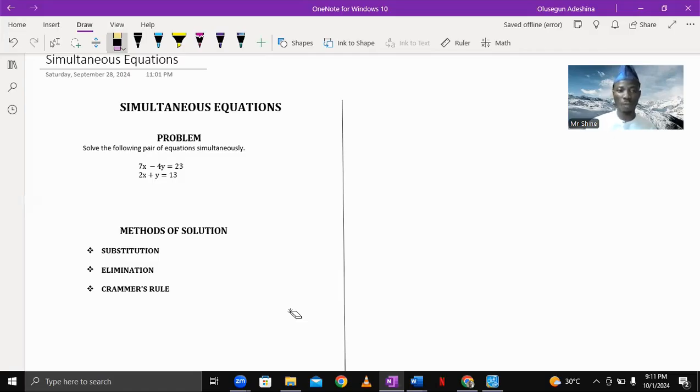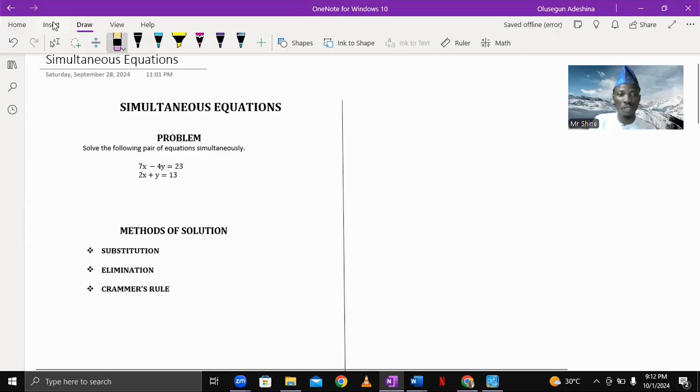So we have a problem to solve, and we'll be solving this problem using the three methods of solution. So the question is, solve the following pair of equations simultaneously. 7x minus 4y is equal to 23, and 2x plus y is equal to 13. Now, these are the methods of solution we'll be looking at: substitution, elimination, and Cramer's rule. So let's take them one after the other.